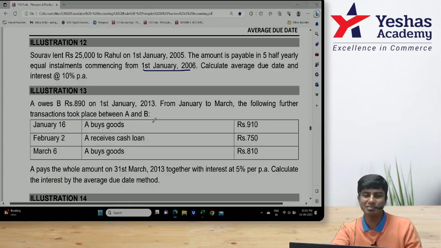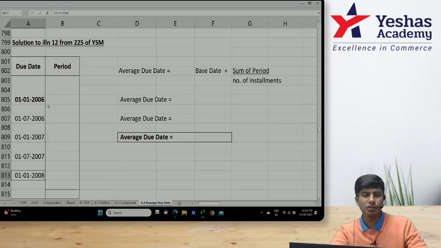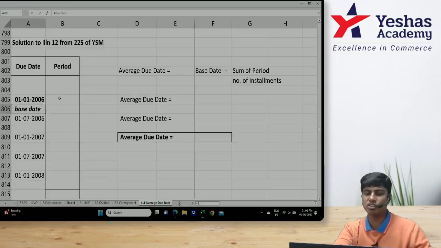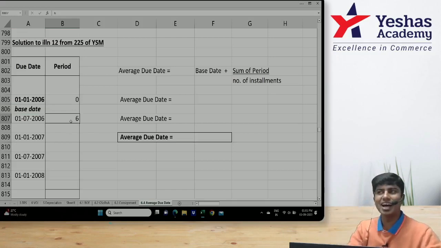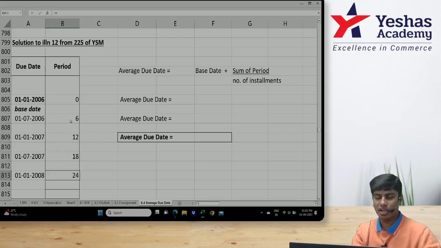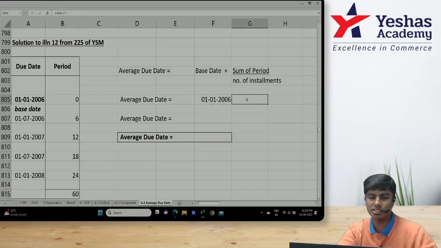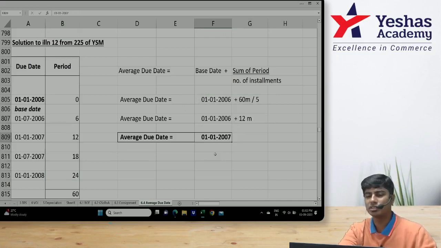Should I take amounts? Don't even take them. Why? Equal, no? So we'll ignore. Base date is 1st of January. If you take 1st of January as base date, 0, then 6, or you take 0.5. 6, 12, 18, 24. What do we get? 30, 60. Base date of 1st of January plus 60 by 5, 12 months. That is 1st of January 2007.